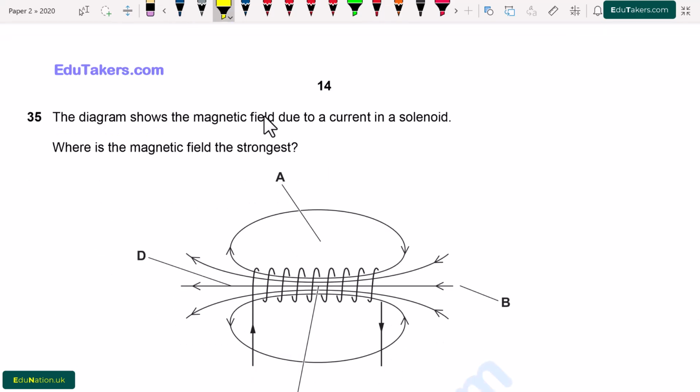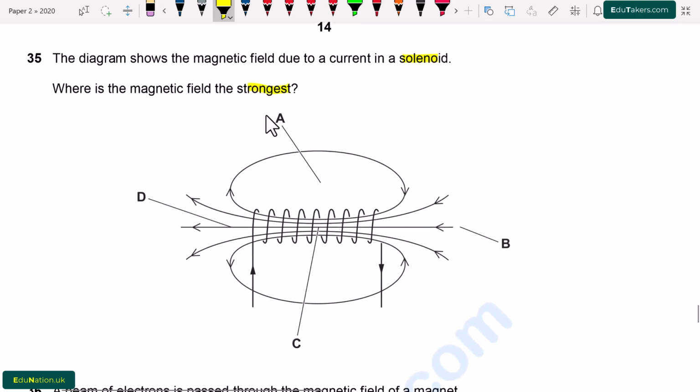Question number 35. The diagram shows the magnetic field due to the current in a solenoid. Where is the magnetic field the strongest? So at which point the magnetic field is strongest? In the solenoid, the magnetic field is strongest where the lines are very close to each other.